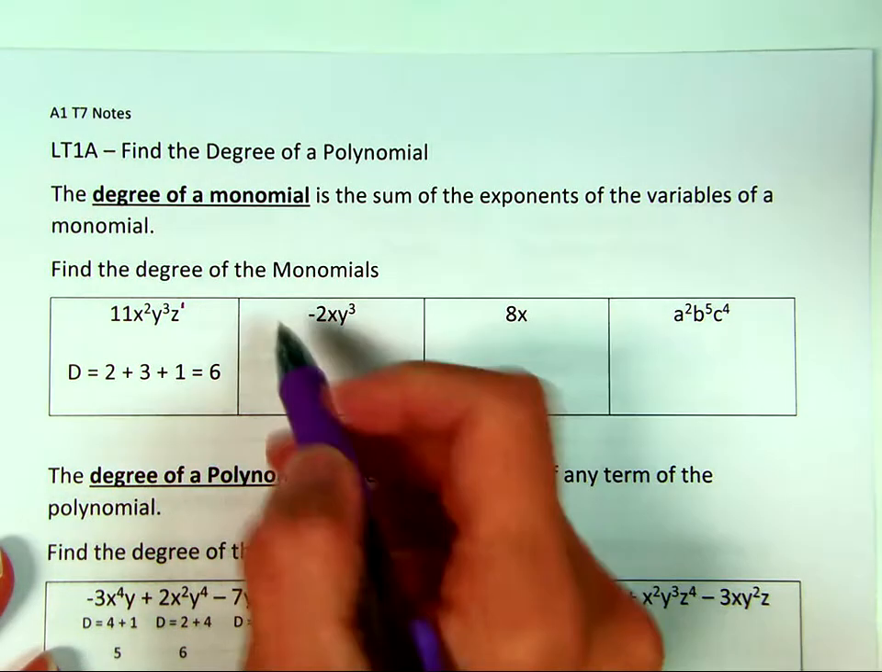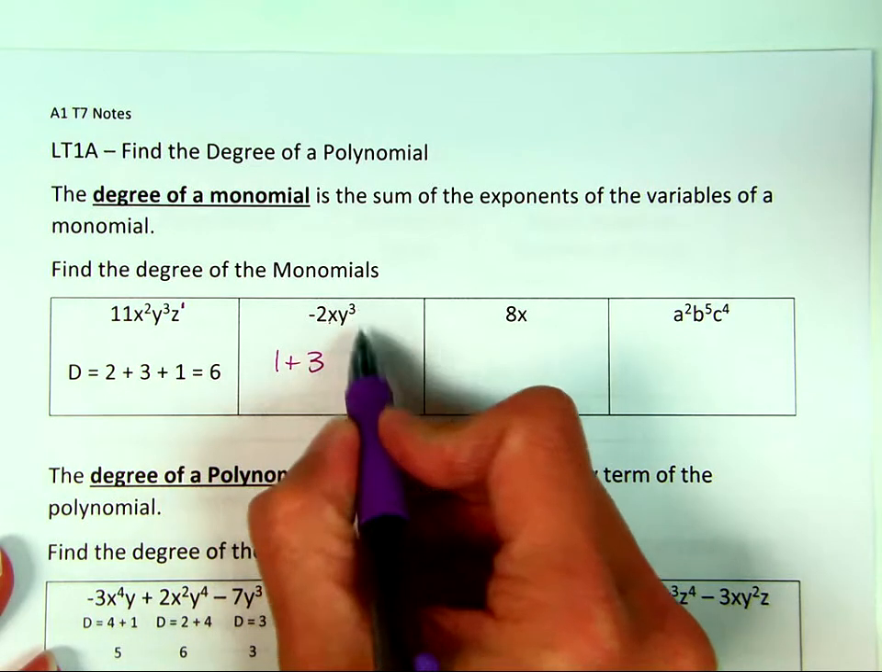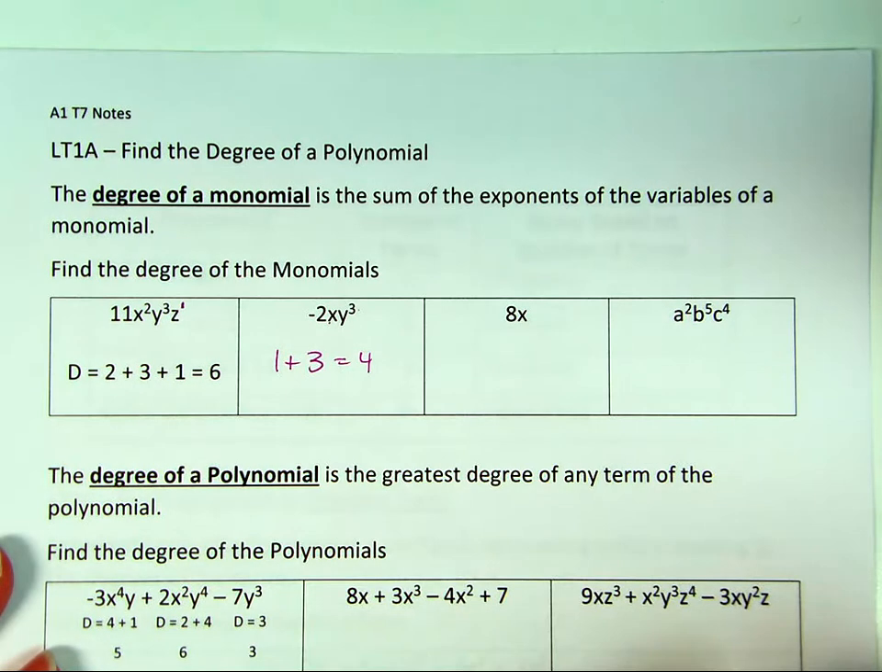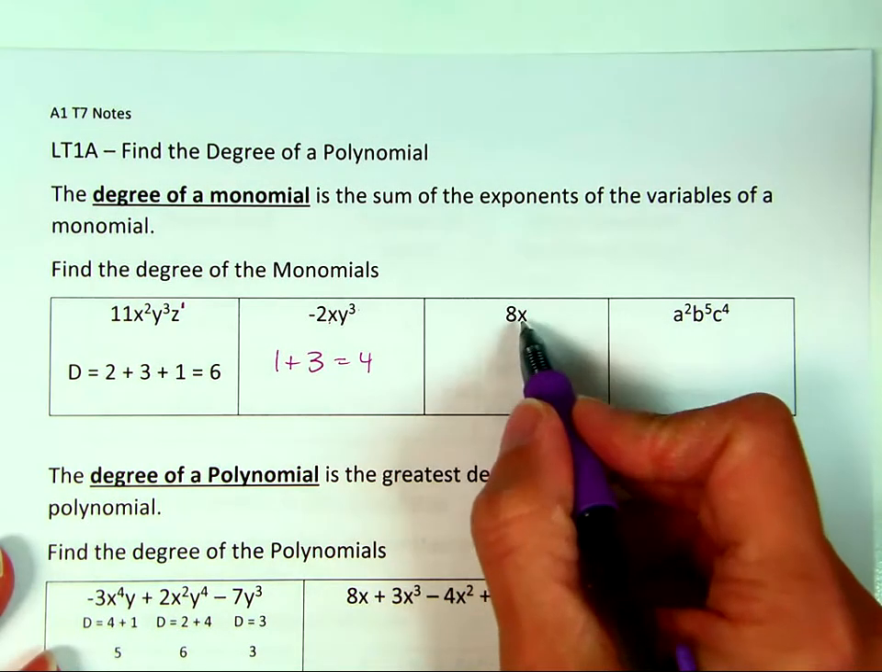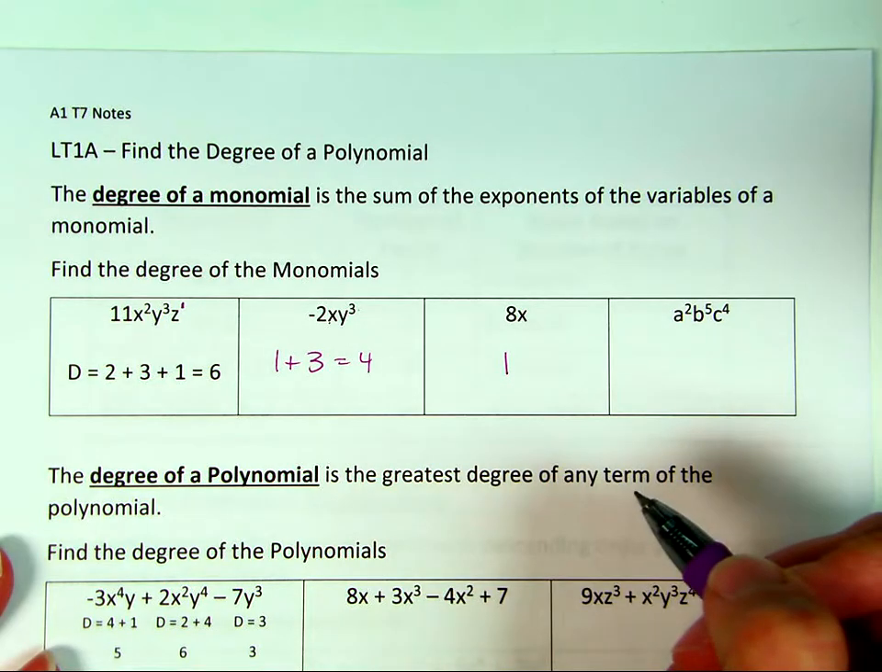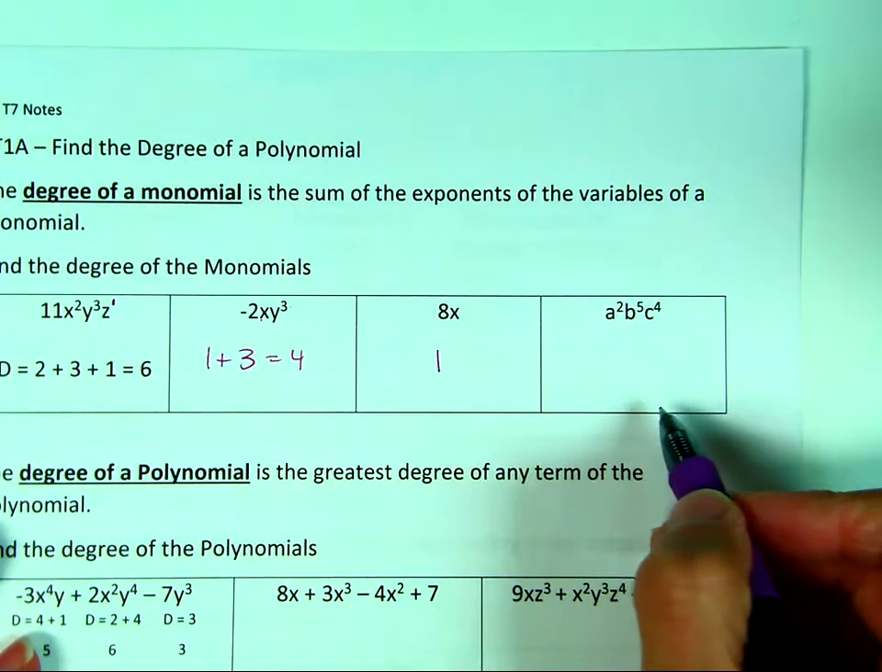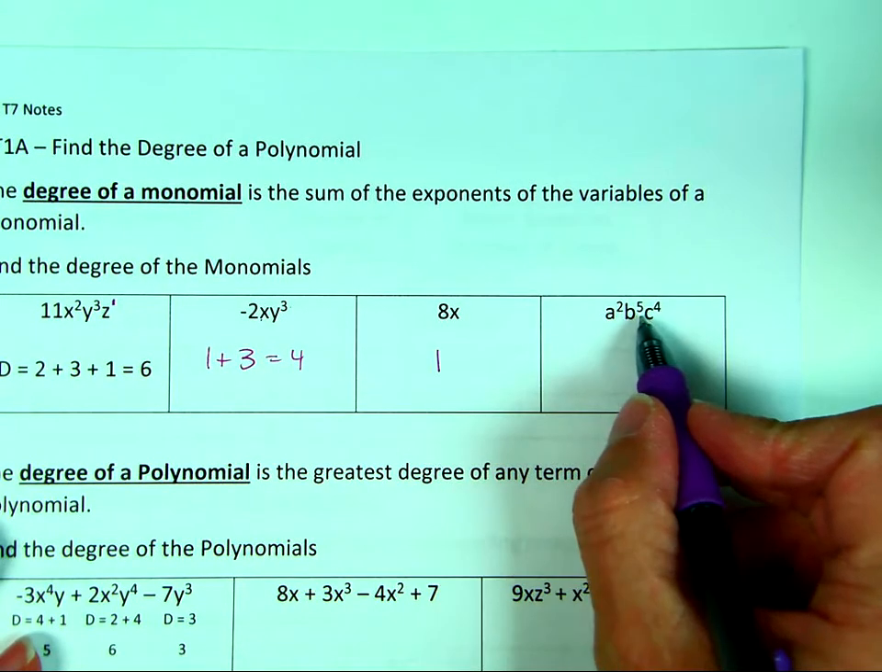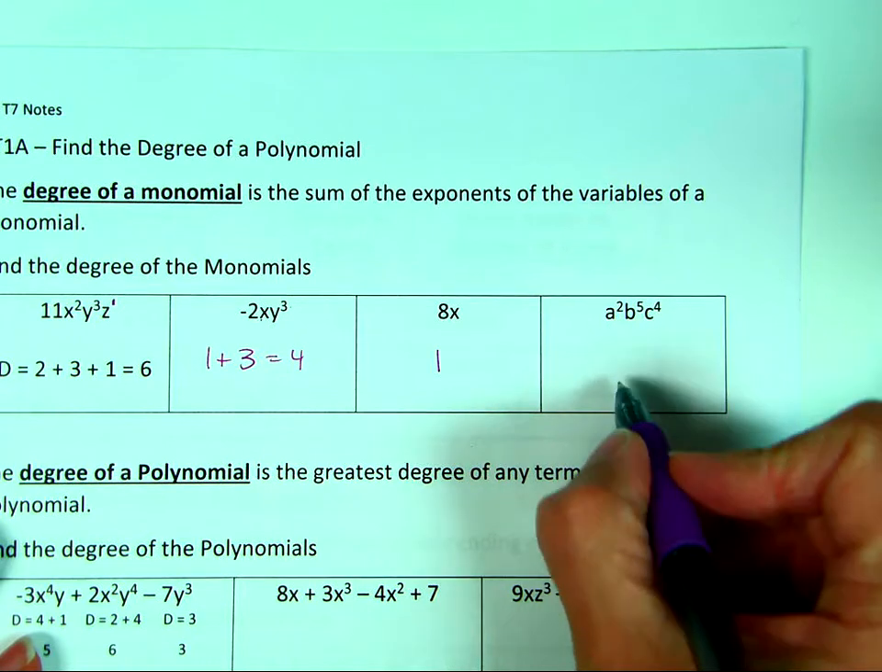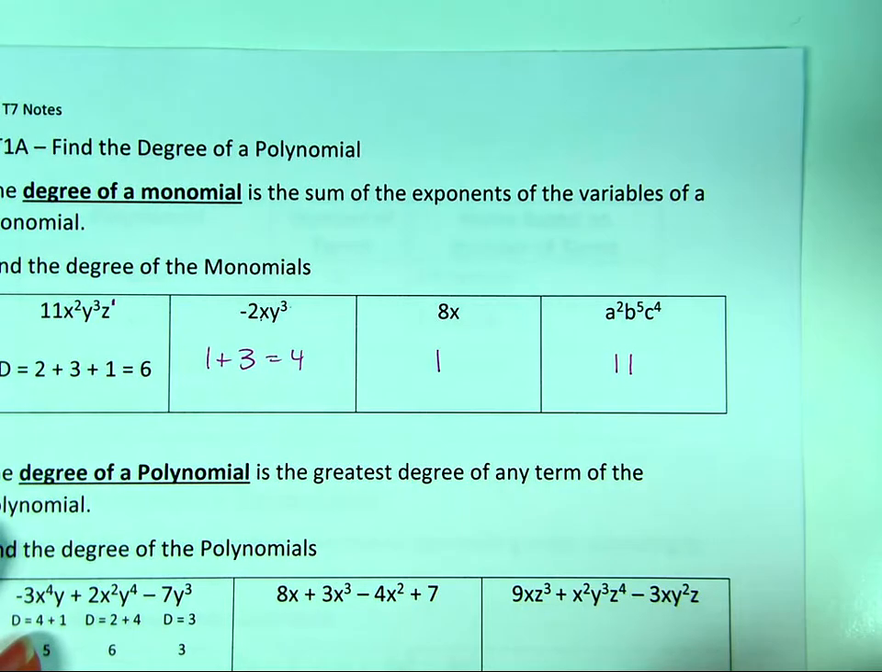So what would the degree of this monomial be? Well, it's 1 plus 3, because there's a 1 and a 3, and that equals 4. And how about this one? Well, there's only a 1, so it would be 1. How about this one? Well, 2 plus 5 is 7, 7 plus 4 is 11. So the degree of a monomial is found by adding up the exponents on all the variables.